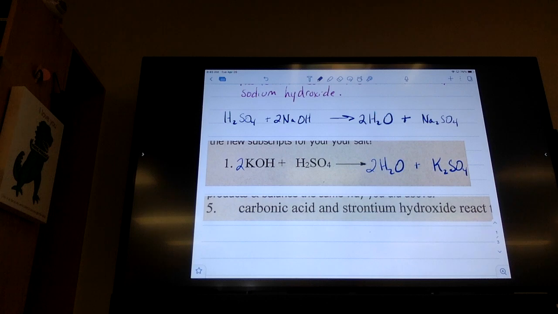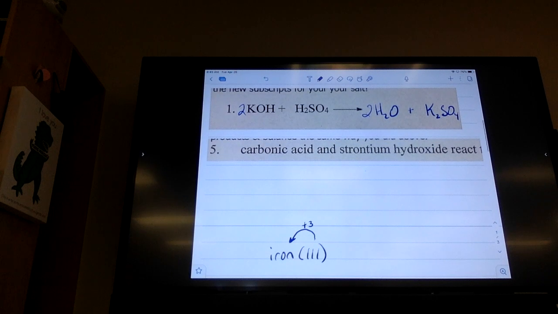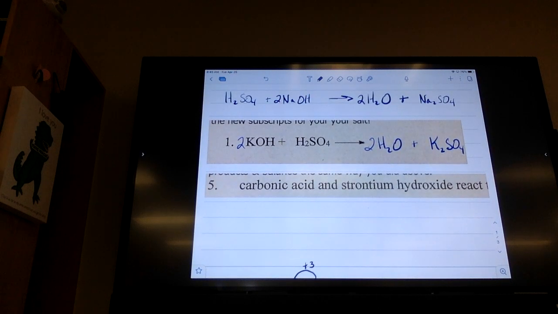Okay. Last one. Carbonic acid and strontium hydroxide. This is number 5. I want to see if you can get the 2 chemicals that it starts with. You have to be able to do this tomorrow, so I want to see if you can do it. So I want you to write the chemical formula for carbonic acid, and then I want you to write the chemical formula for strontium hydroxide.